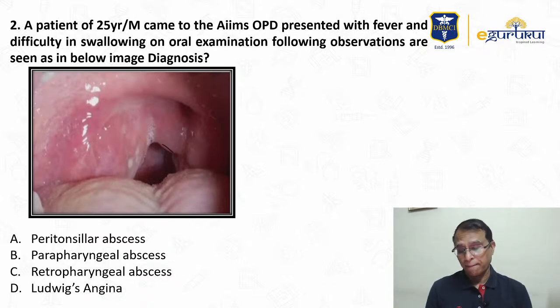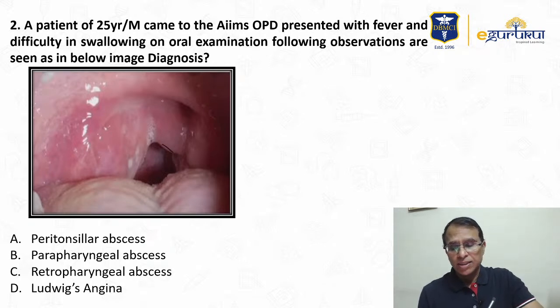So what is this? What is the image showing you? The image is showing you the oral cavity and oropharynx, isn't it? Oropharynx. This is the soft palate.